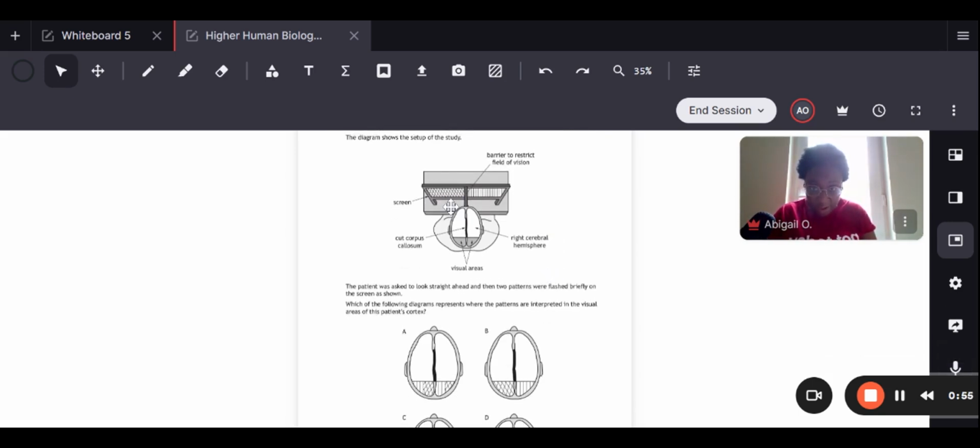So we've got a specific pattern here on the left side of the screen, another pattern here on the right side of the screen, and there's a barrier there to restrict the field of vision. We've got the cut corpus callosum, right cerebral hemisphere, left cerebral hemisphere, and the visual areas of the brain. The patient was asked to look straight ahead, and then 2 patterns were flashed briefly on the screen as shown. Which of the following diagrams represents where the patterns are interpreted in the visual areas of the patient's cortex?